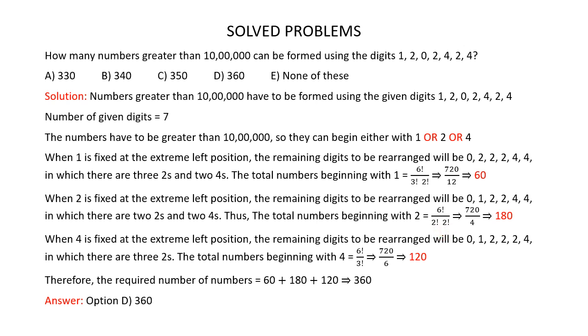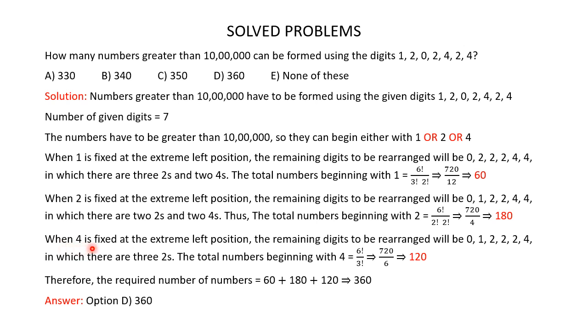6 factorial is 720, 2 factorial is 2. So 2 multiplied by 2 is 4. So 720 divided by 4 is 180. So there are 180 numbers beginning with 2 that can be formed using the given digits.